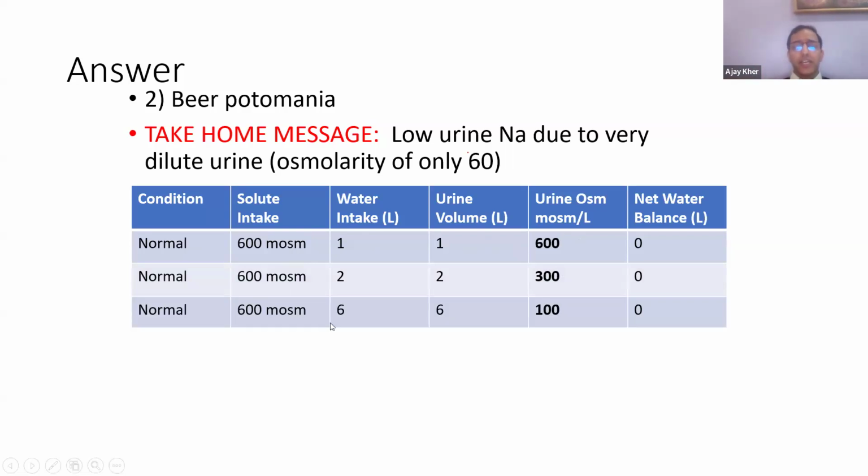Again, your solute intake's the same. You have 6 liters of intake. ADH is going to be shut down more. Your urine osmolality will be about 100 to put out the 6 liters.